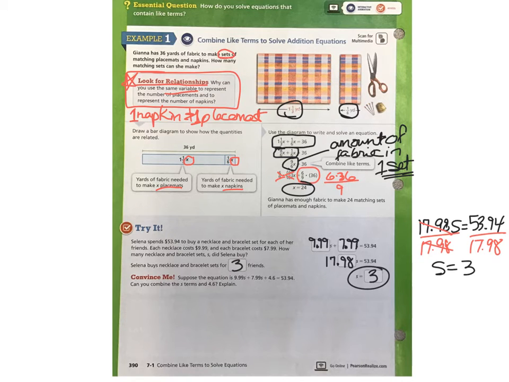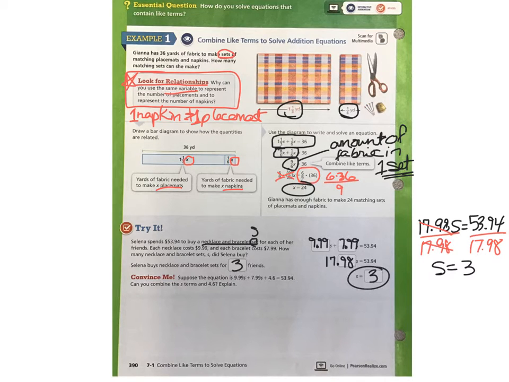Okay, go ahead and take a look at the work that goes along with the try it and see if you did that one correctly. Again, remember, because the necklace and bracelet are being sold as a set, then we can use the same variable S to represent the set.